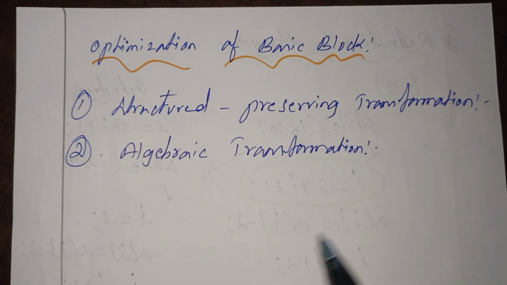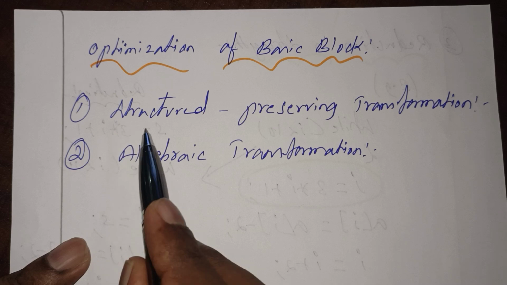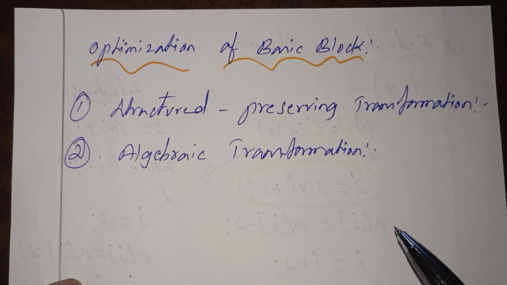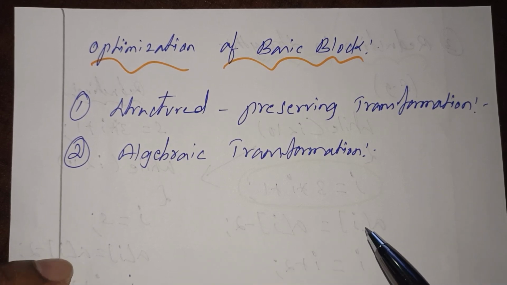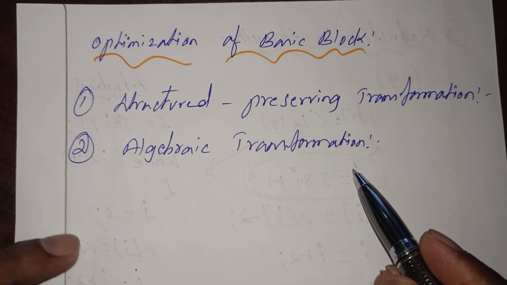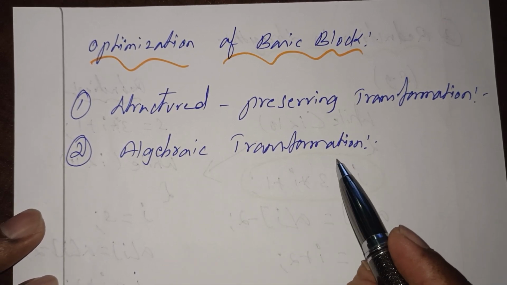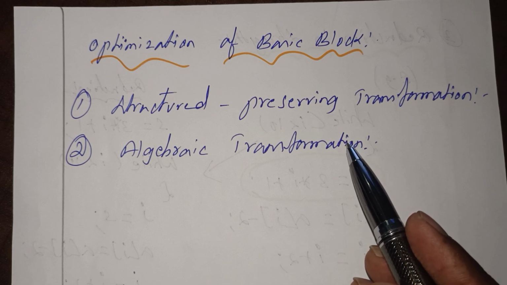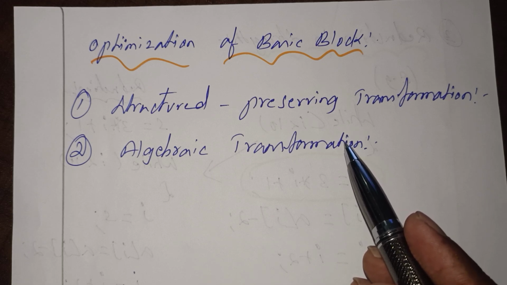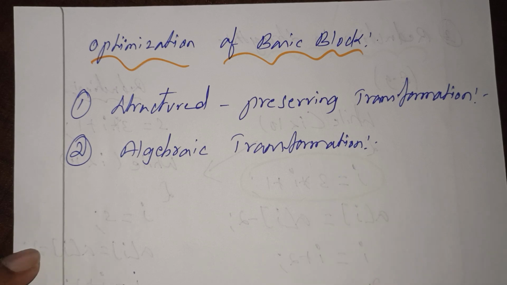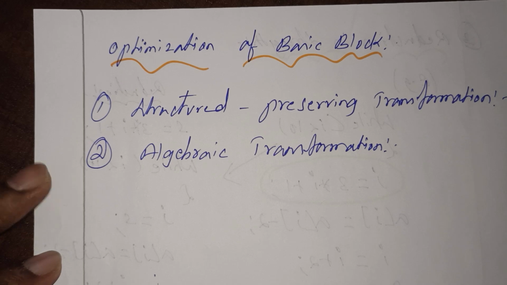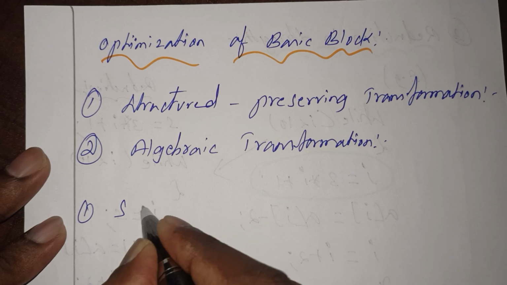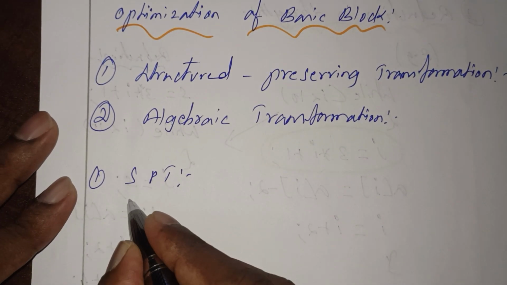It is done based on two different approaches. Number one, structure-preserving transformation. Whichever process you have, it should be structured and transformed based on the preserving technique. The second most important thing is algebraic transformation. For the first example, I'm sticking to the structure-preserving process, which starts with common sub-expression elimination. We saw the same process in the principal sources of optimization also. So I'm starting with structure-preserving transformation.